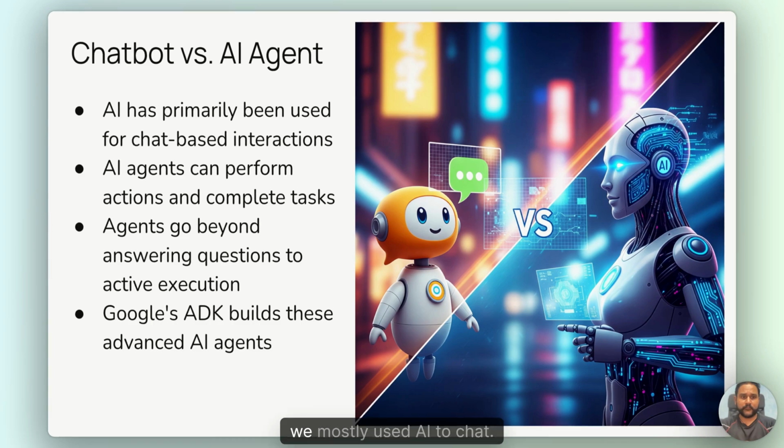Until now, we mostly used AI to chat. We ask it a question, it gives us an answer. But what if AI could do things for us? What if it could not just tell you how to plan an event, but could actually search for vendors on the internet on its own, manage a guest list, and draft the announcement email? That's the difference between a chatbot and an agent. And the framework we're going to learn, Google's ADK, which is Google's Agent Development Kit, is designed to build exactly that.